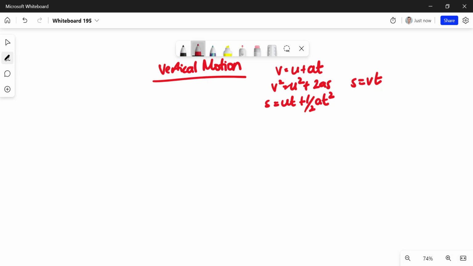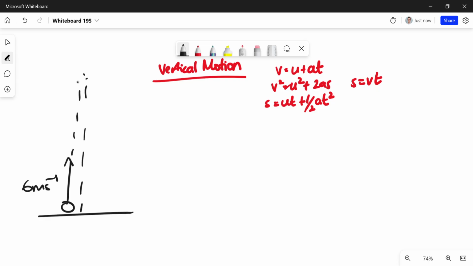So if we're looking at an example of what this might look like, I'm going to start off with a fairly basic one, although it's not really that basic, if that makes sense. So what we're going to say is we've got a ball which is going to be launched upwards with an initial velocity of 6 meters per second. It's going to go straight up, straight down, and the question I have for you is how long is this ball in the air?